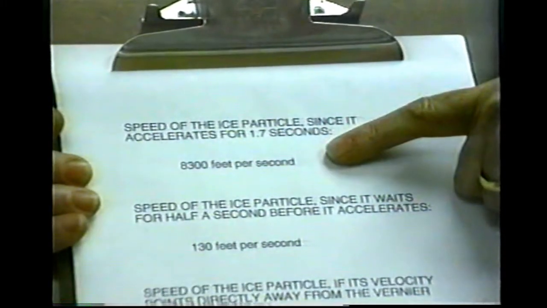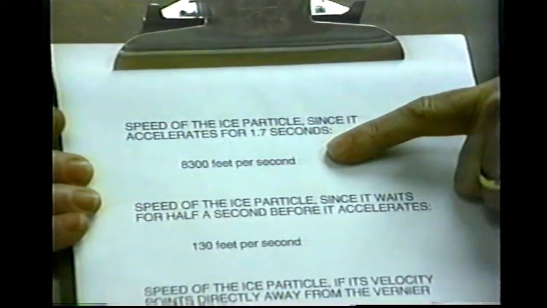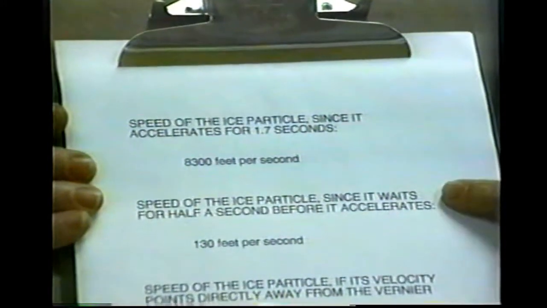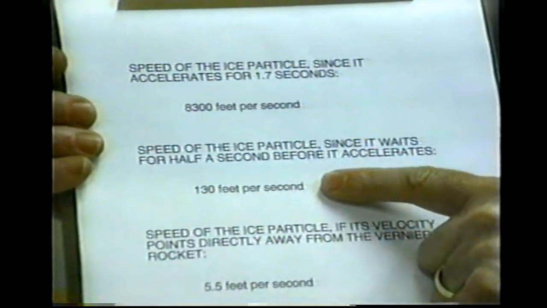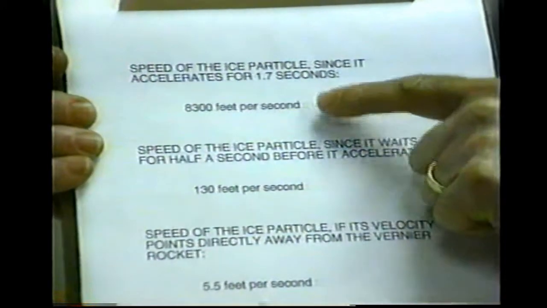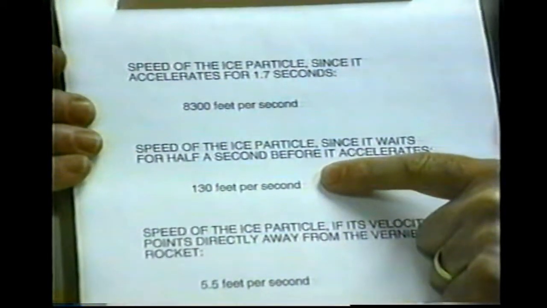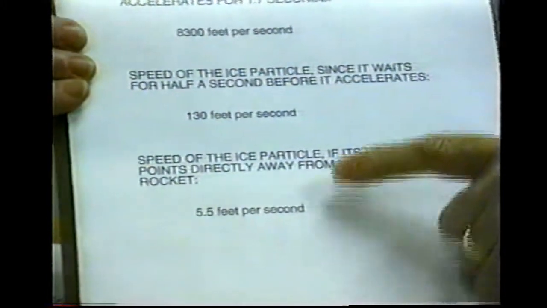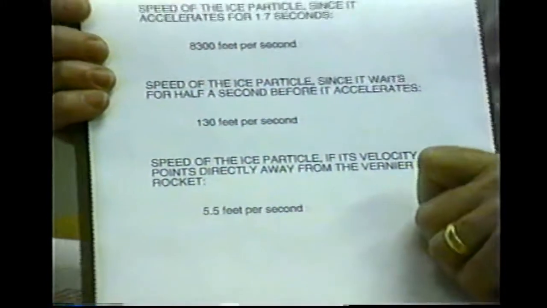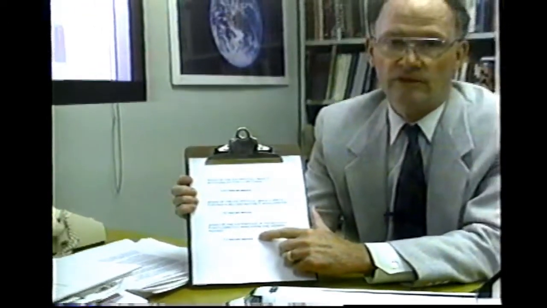Therefore, it has to be going at about 8,300 feet per second. It must be doing that. If you take proof 4 and take the distance divided by the time, it's going 130 feet per second. That obviously is far off from the 8,300 feet per second. If you take the actual data and the direction of the velocity afterwards and also that line out to the horizon, it's going between 5 and 6 feet per second.